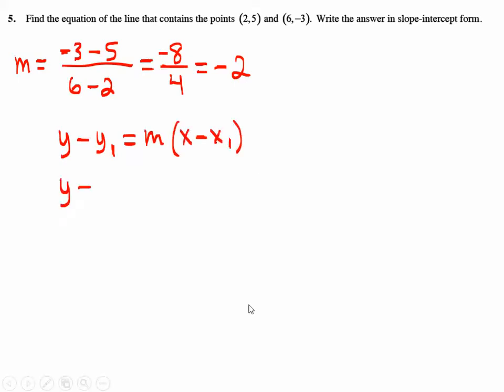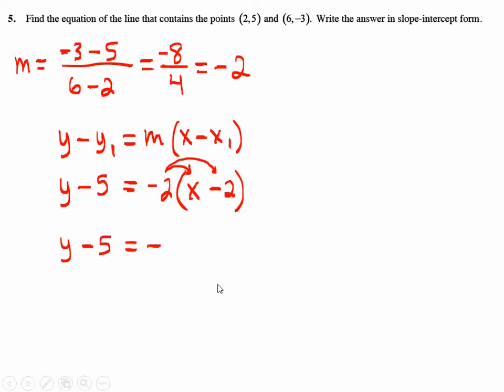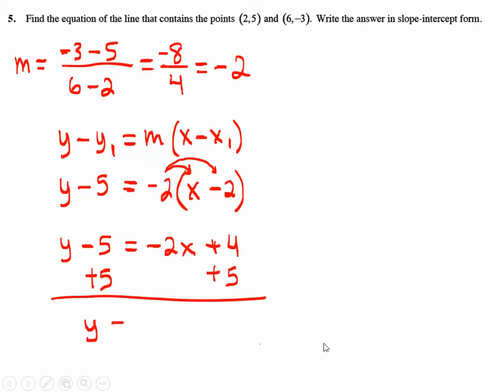Alright, plug in the values here. Again, you could have chosen to put in the 6, negative 3 if you wanted. I put in the 2, 5 coordinate, distributing the negative 2. Gives you negative 2x plus 4. And then adding 5 to both sides gives you a constant of 9 at the end, but y is equal to negative 2x plus 9. Is that good? I guess I should say, is that what you guys got?